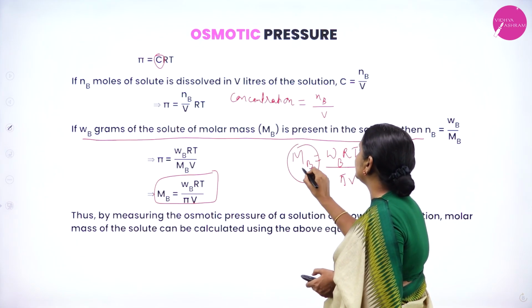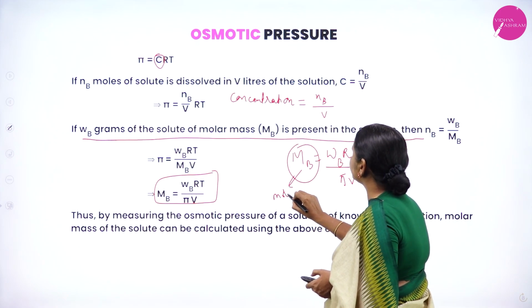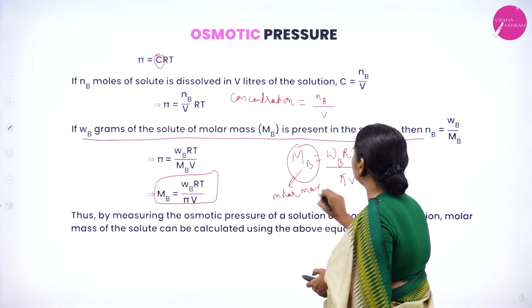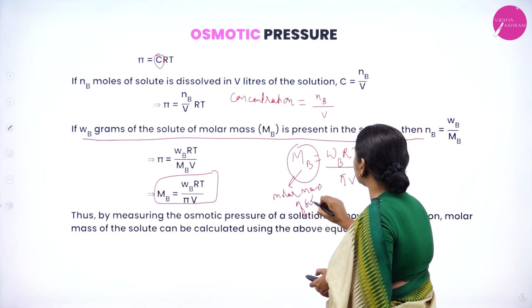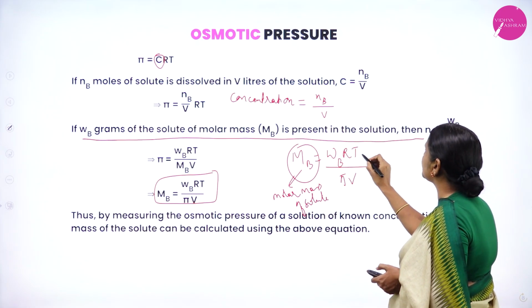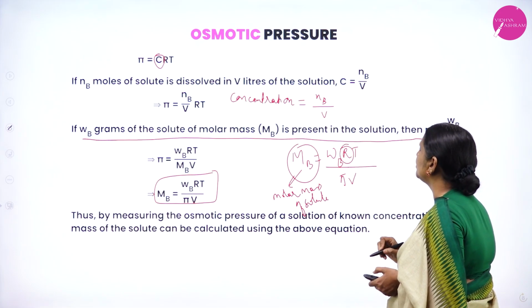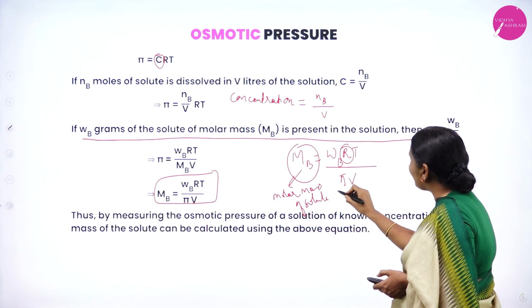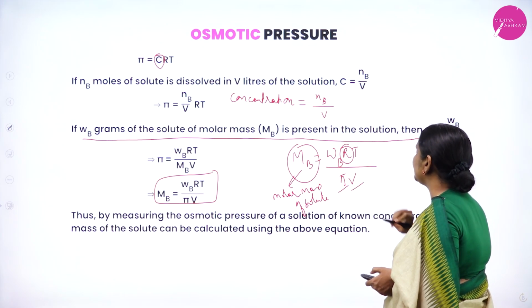What is MB? MB is the molar mass of solute. WB is the mass of solute. T is the absolute temperature. R is the universal gas constant. Pi is the osmotic pressure, and V is the volume.